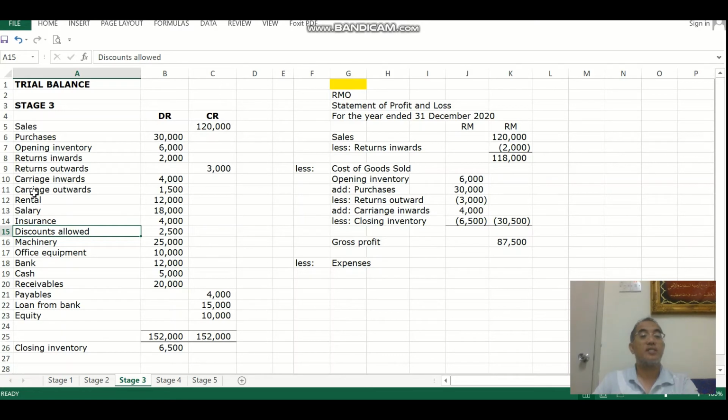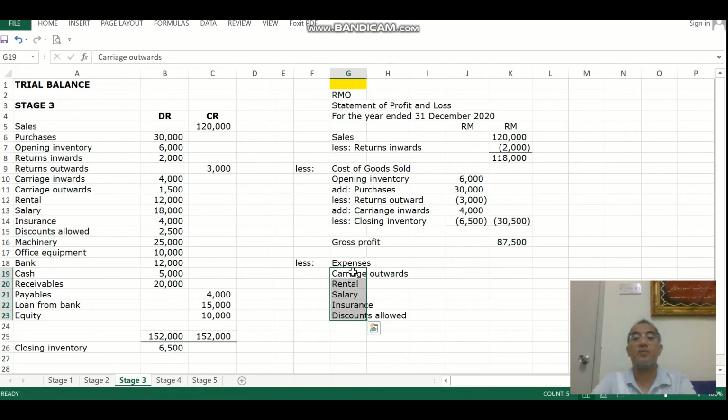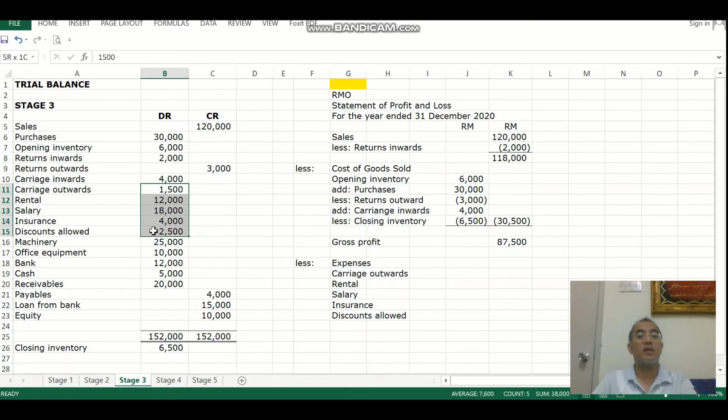So I just take it from here, carriage outwards until discount allowed. I copy and I paste it over here. Okay, so these are my expenses. I just take 1,005 until 2,005 for discount allowed. Okay, I sum up all together.